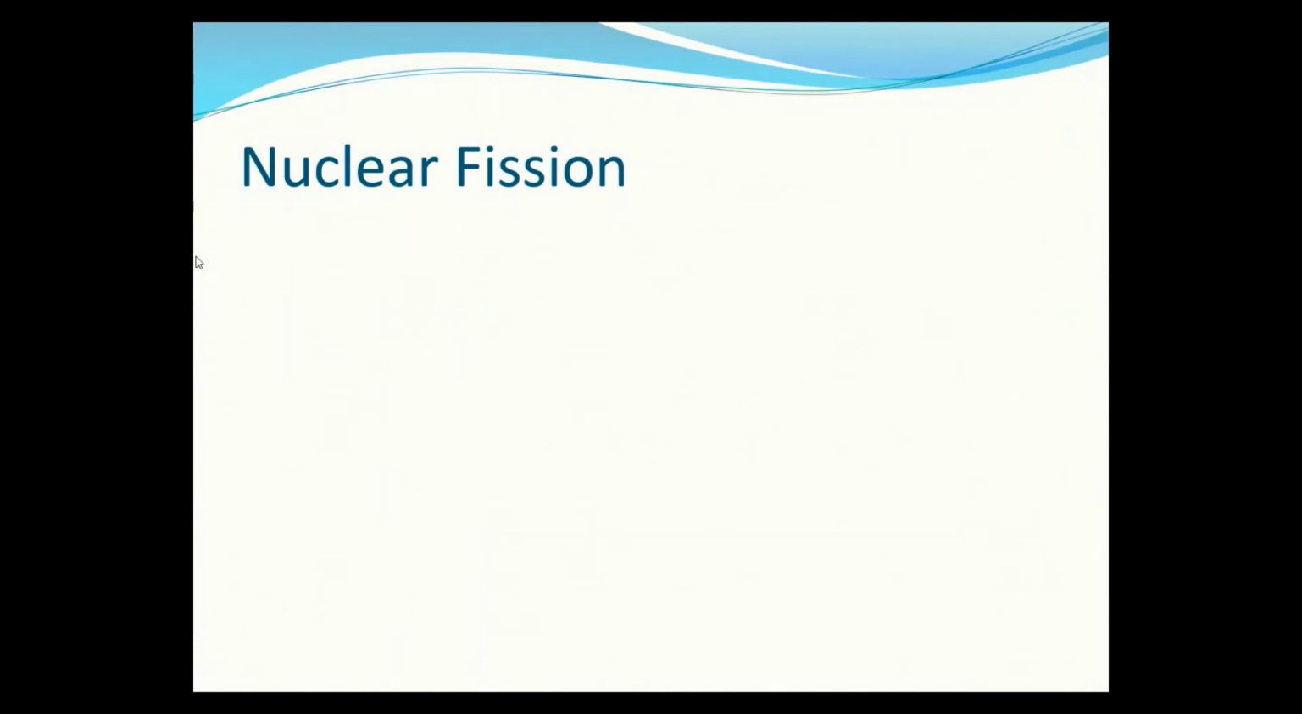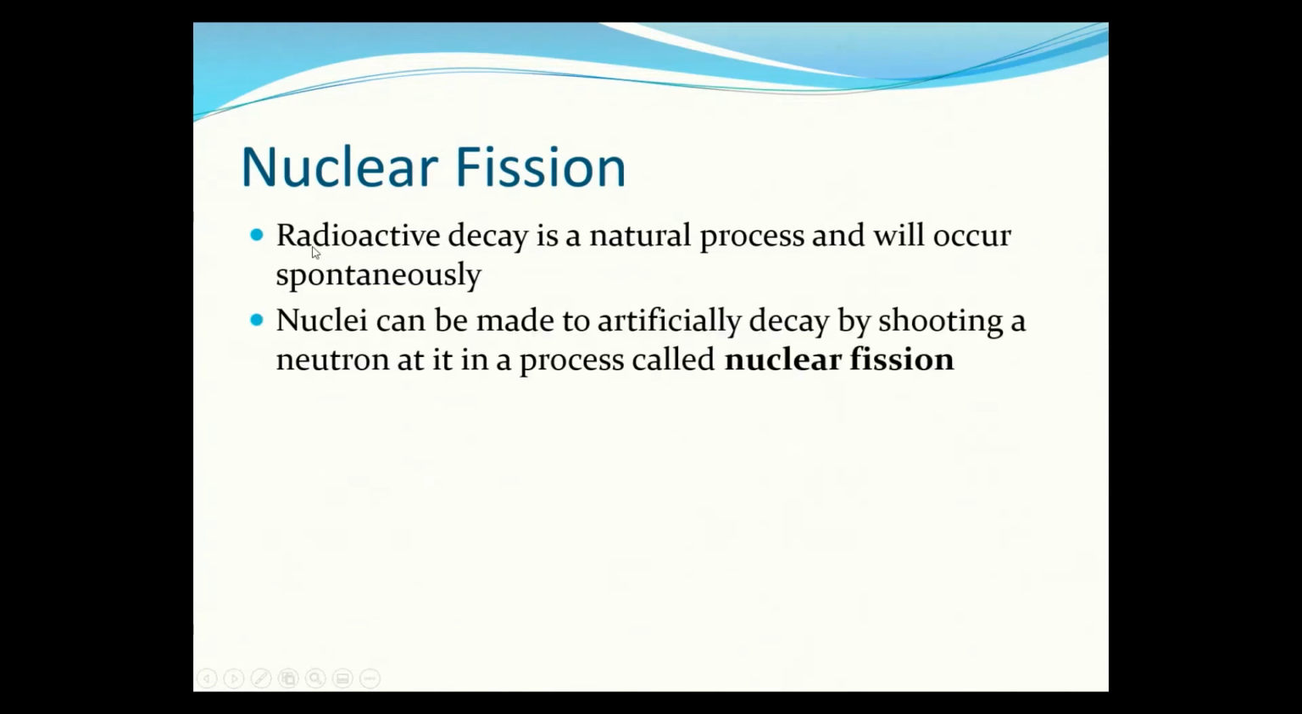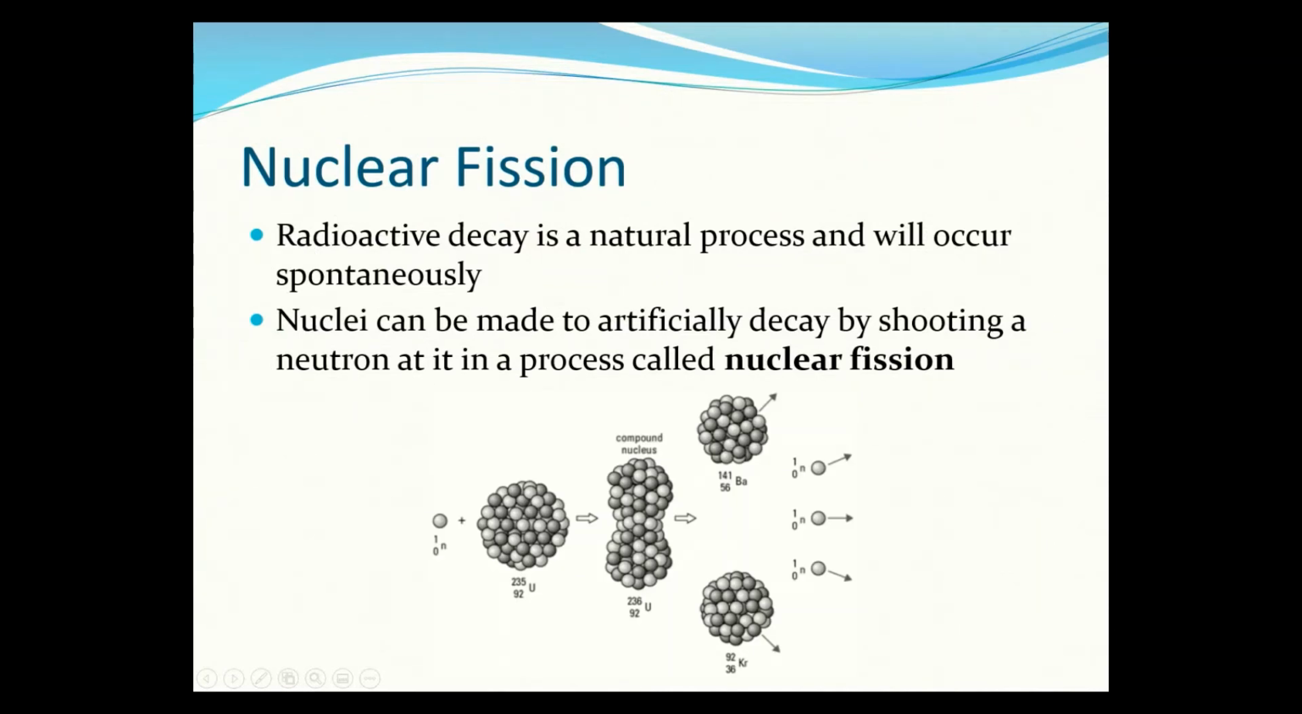Welcome to part 2 of nuclear energy. So we're going to talk about nuclear fission. Radioactive decay is a natural process and will occur spontaneously. Nuclei can also be made to decay artificially. The way you can do that is to shoot a neutron at it, and that process is called nuclear fission. So this is what nuclear fission looks like.